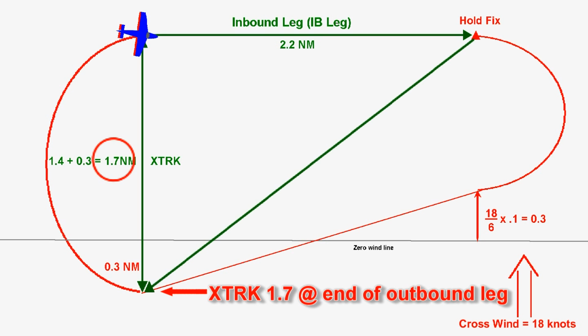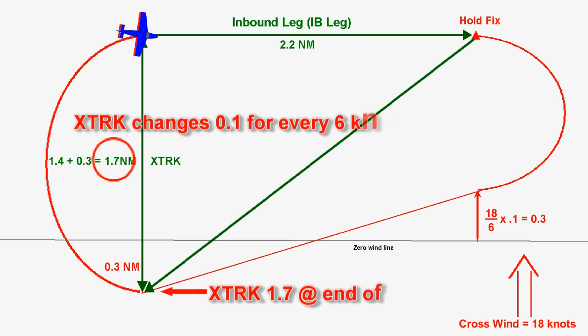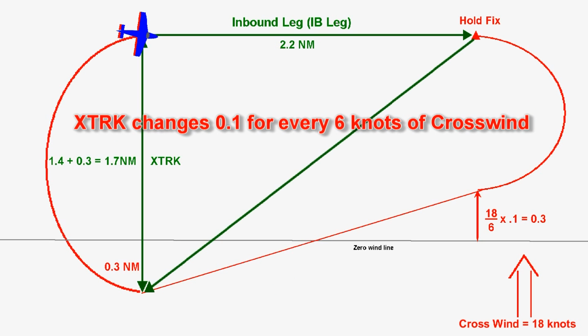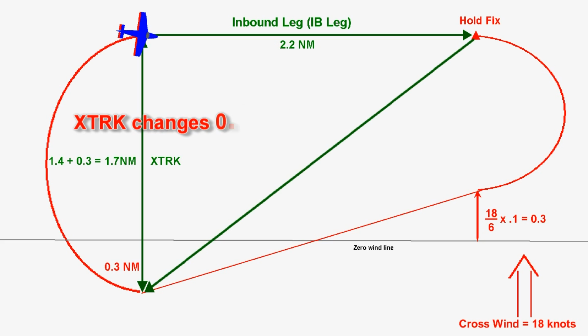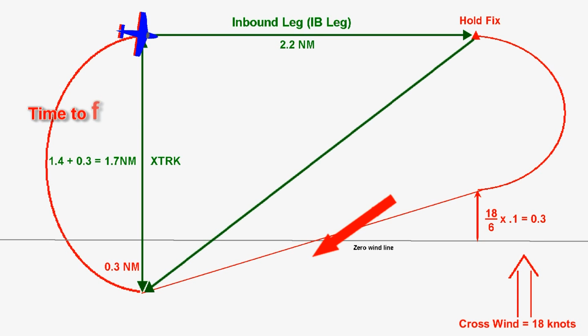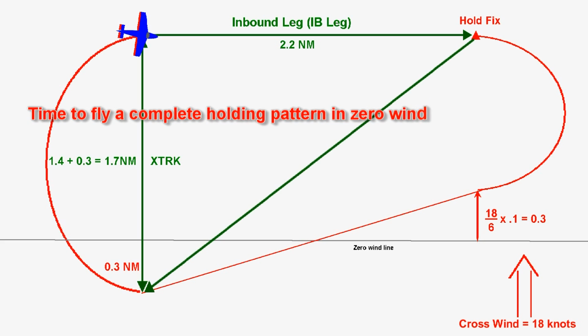I would like to emphasize at this point that this formula is universal. It works whether you're flying a Piper Cub or a 777. Cross-track must be adjusted 0.1 miles for every 6 knots of crosswind. You can see that the outbound leg of the hold is no longer parallel to the inbound leg, so we need to give some thought to what heading we will fly on the outbound leg.